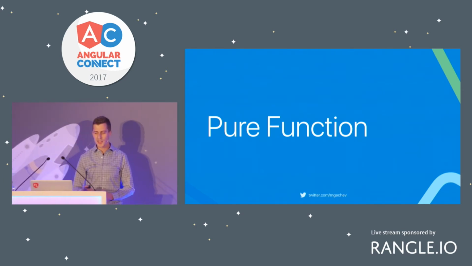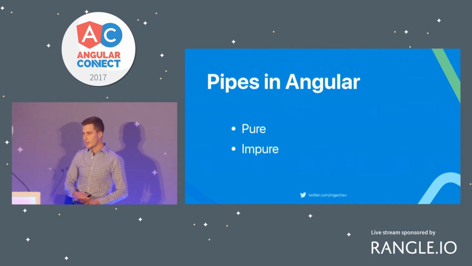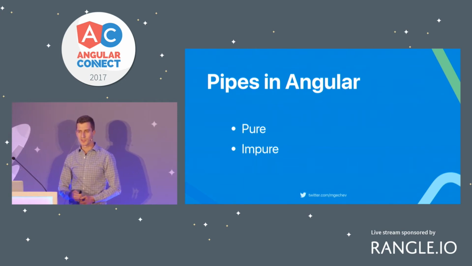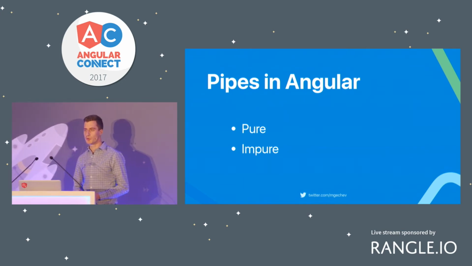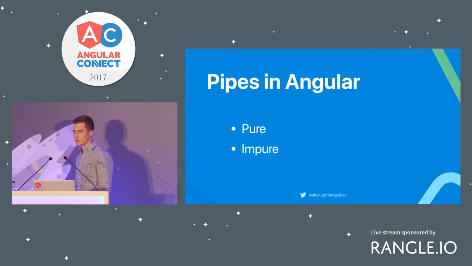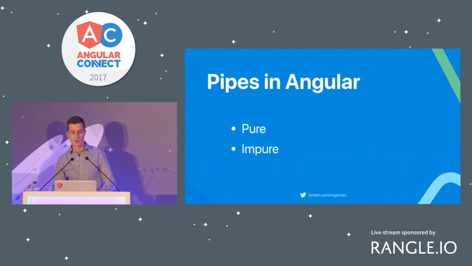And on the other hand, in Angular, we have pipes. Pipes are usually used for data transformation. We have both pure and impure pipes. An example of a pure pipe is, for instance, the decimal pipe. An example of an impure pipe is the async pipe, which holds some state. So that's why it is an impure pipe.